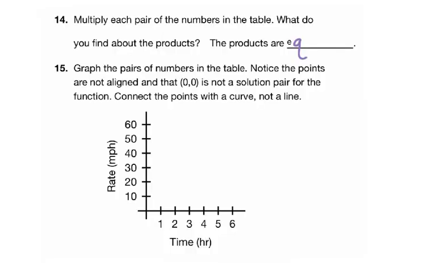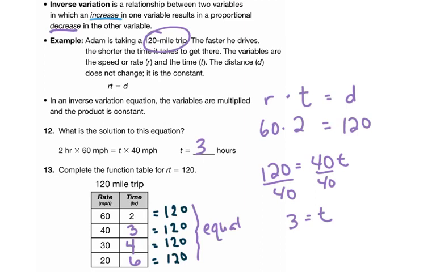So the products are equal. So now we're going to graph our pairs of numbers in the table. Notice the points are not aligned and that 0, 0 is not a solution pair for this function. So we're not going to put the origin in this one. Okay, so I'm just going to take a quick screenshot.